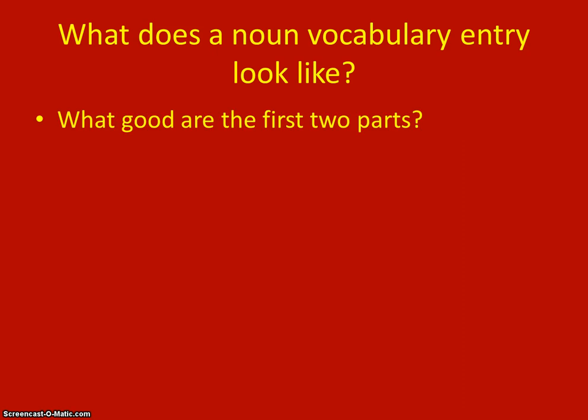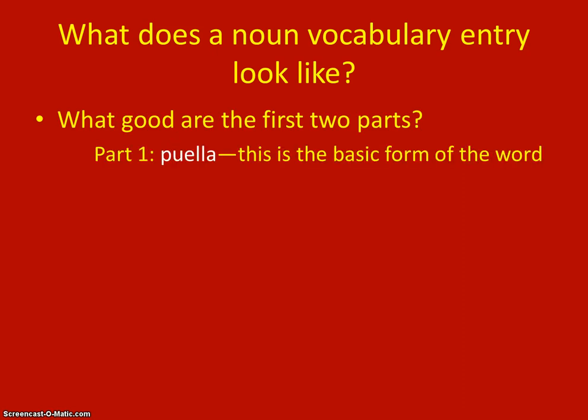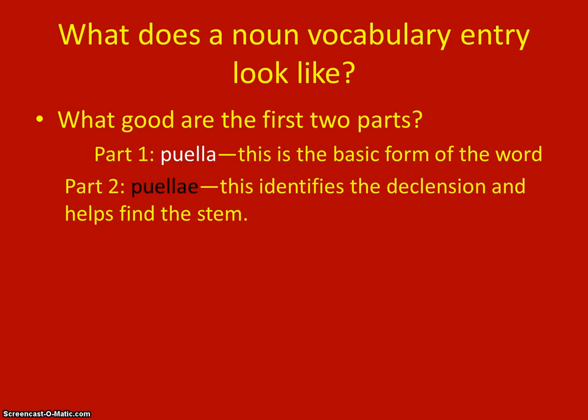Why 4 parts? The first 2 are really important. And the first one, puella, that's your standard form of the word. That means girl as the subject of your sentence. The genitive, we give it to you because you're going to use that to help find out what declension a word is and what the stem of that word is to put the other endings that you need on it.